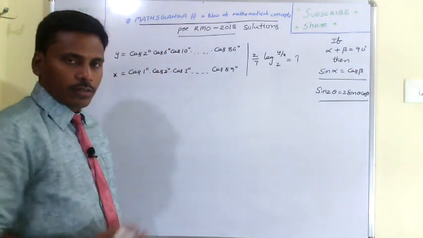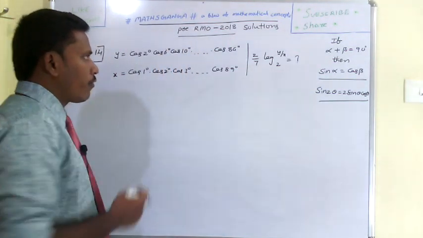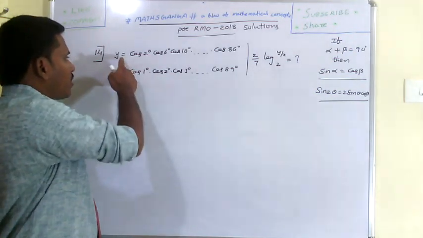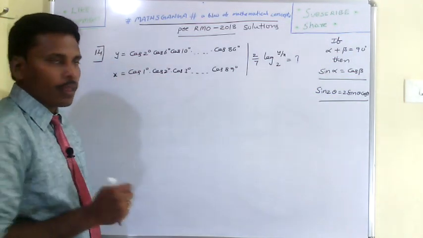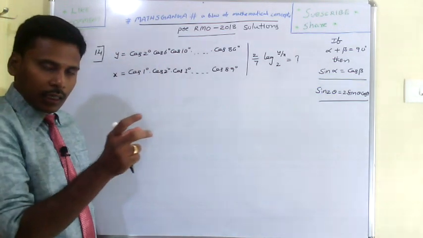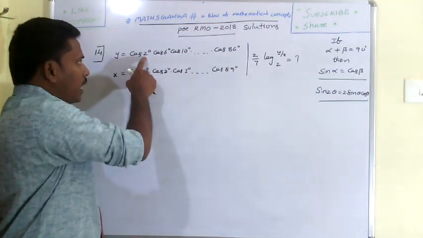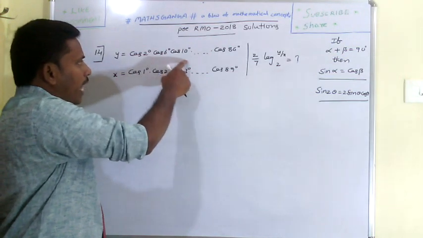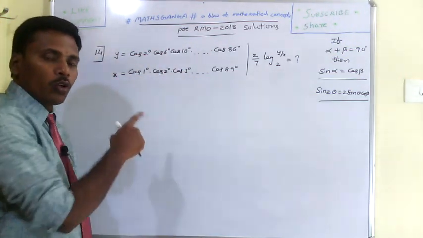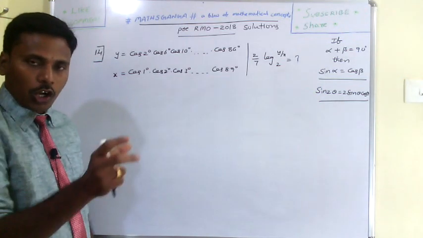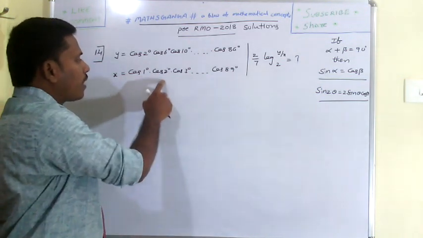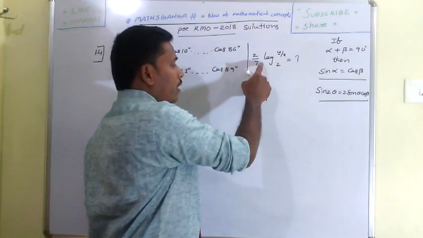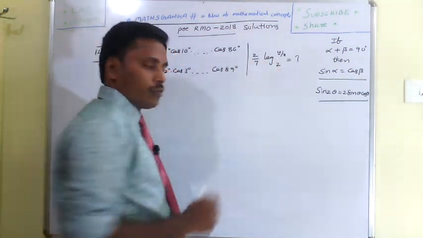Let us look at question 14. The problem is of trigonometry from RMO 2018. The question consists of two expressions, y and x. Y is the product of the cos terms where the angles are 2, 6, 10 and so on up to 86. If you observe, the difference between the angles is 4 degrees. And x is also a product of the cosine terms where the difference between the angles is 1 degree. They ask us to calculate 2 by 7 times the log of y by x to base 2.